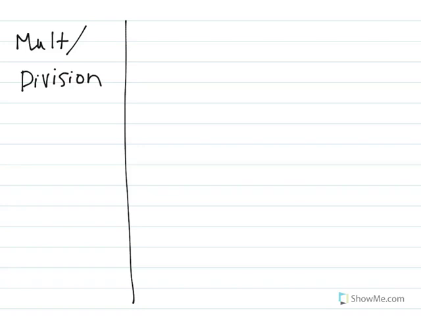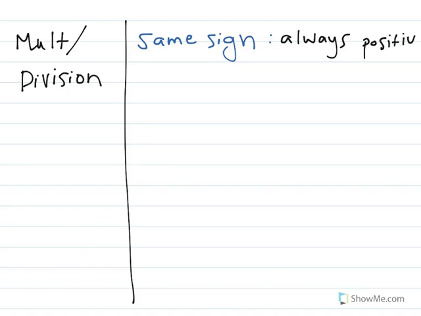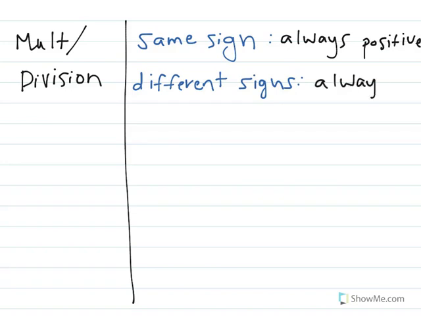So the rule here is if our numbers have the same sign, in other words, they're both positive or they're both negative, your answer is always positive. If they have different signs, you guessed it, our answer is always negative.